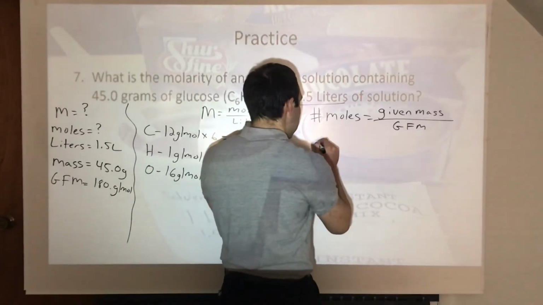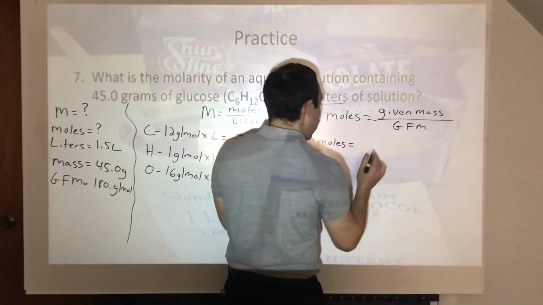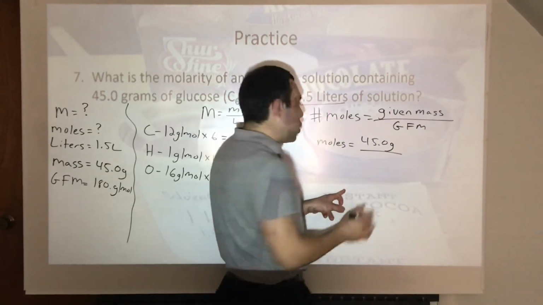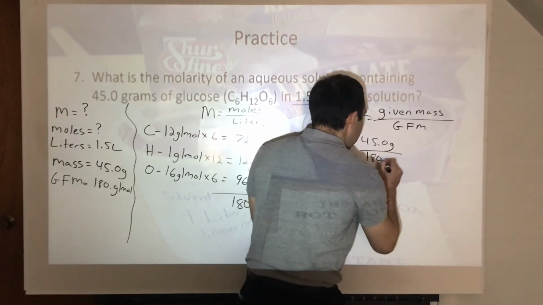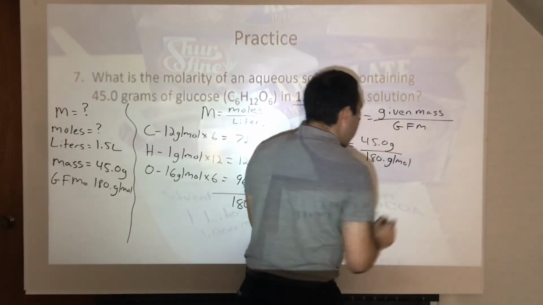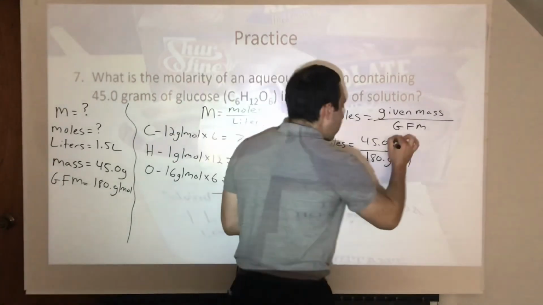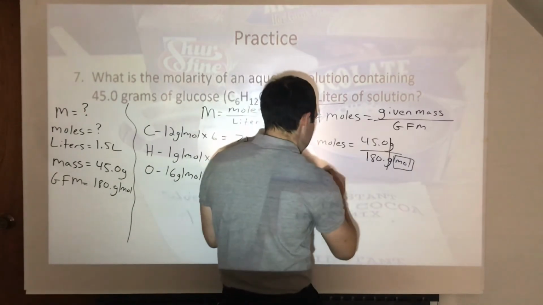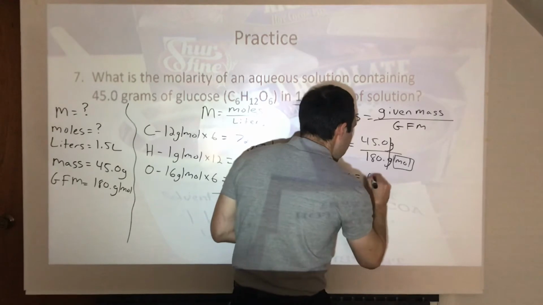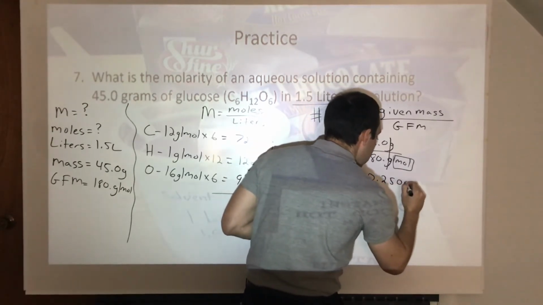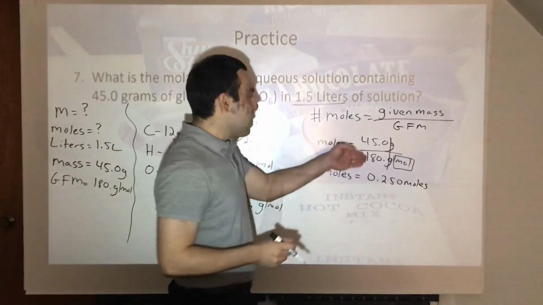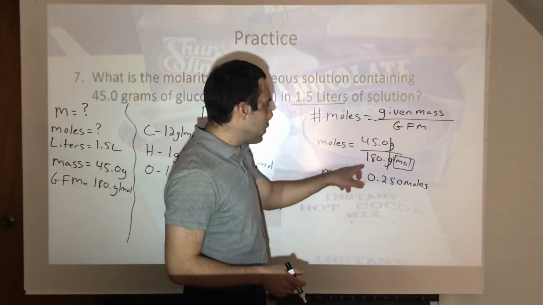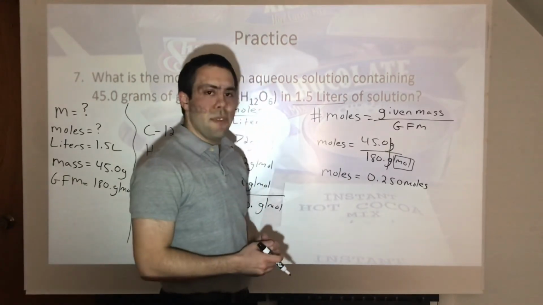So we plug in our numbers. Moles equals, our given is 45.0 grams, over the GFM, which we just found, 180 decimal grams per mole. We divide. Grams and grams cancel out. We're left with moles. So our answer is 0.250 moles. When you divide 45 by 180, you get 0.250 moles. 3 significant figures. 45.0 has 3 significant figures. 180 decimal has 3 significant figures.